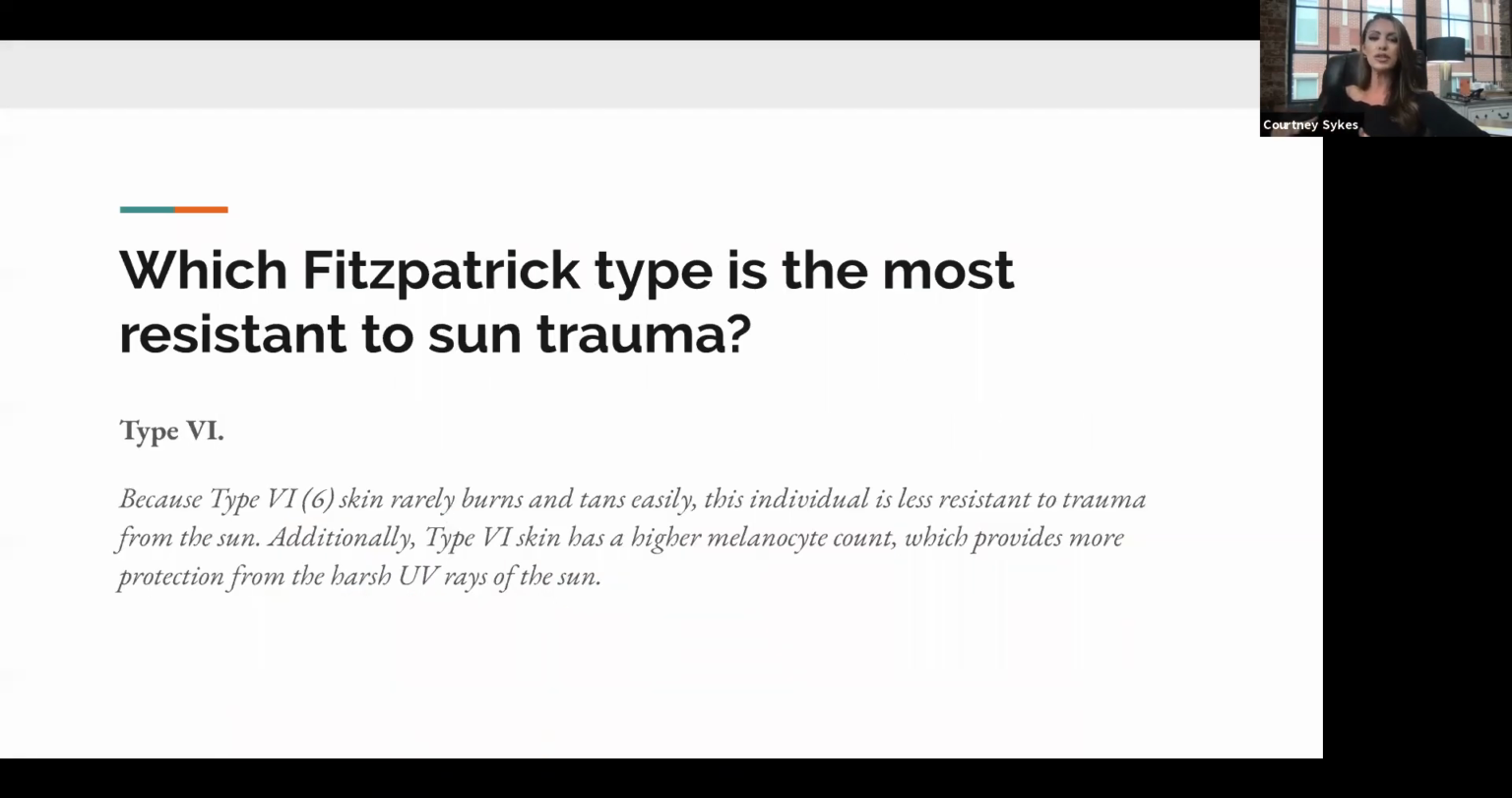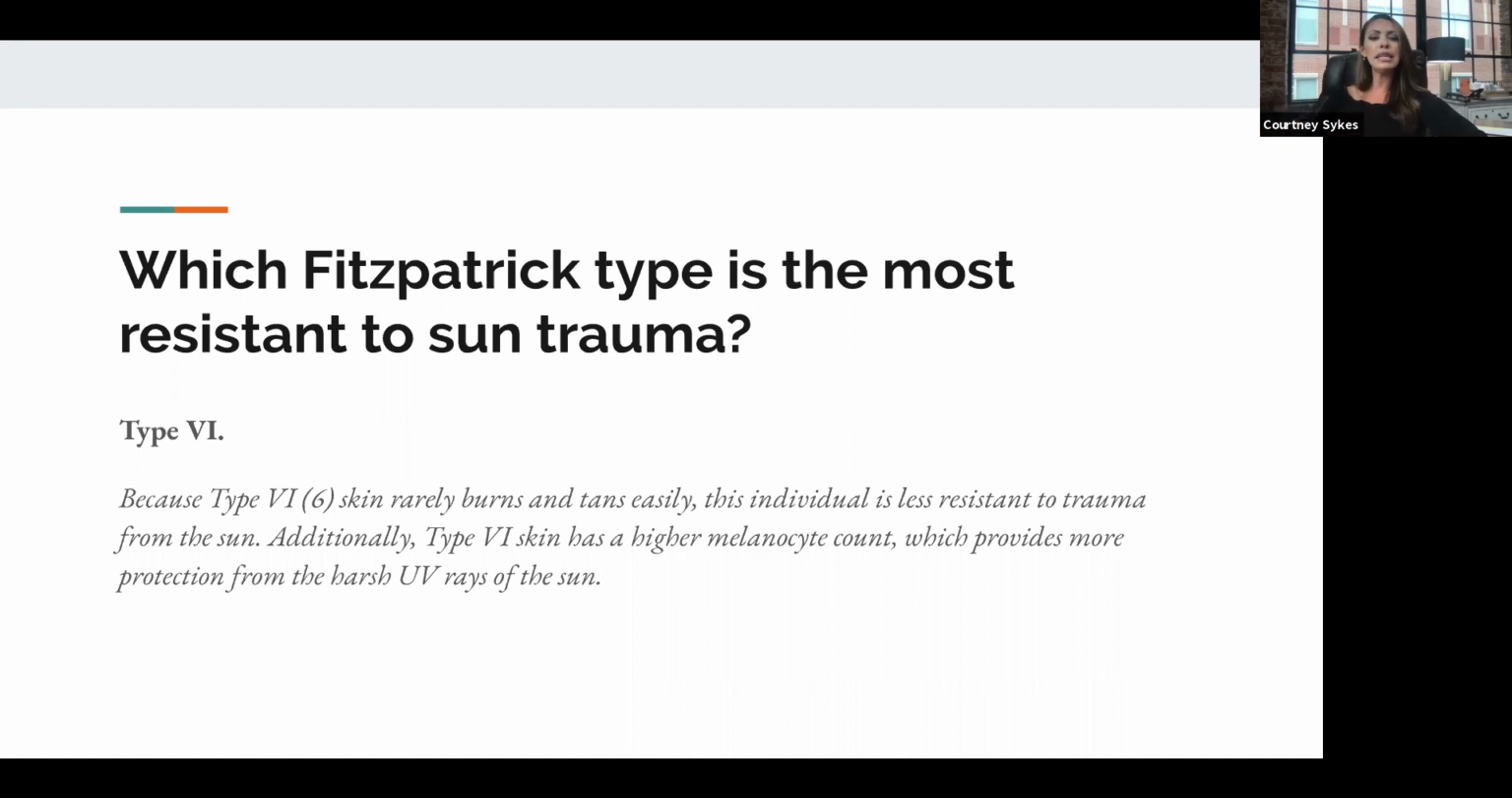So these are some questions that you might have. This is from our advanced book. So for those of you that are in our fundamentals books now, these are not test questions you would have, but they would be similar. So which Fitzpatrick type is the most resistant to sun trauma? We said that a minute ago. It's going to be type 6.